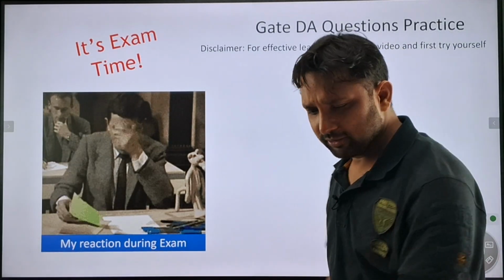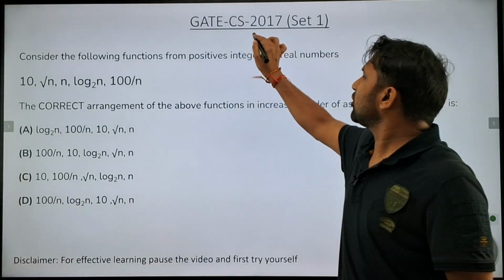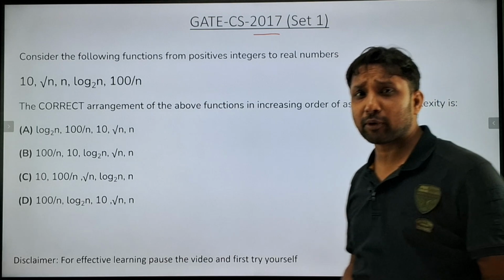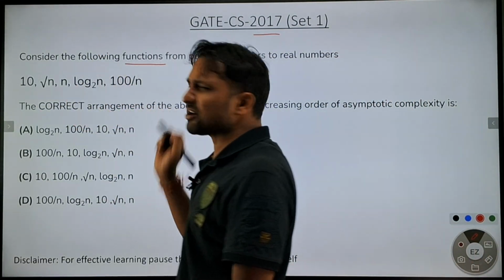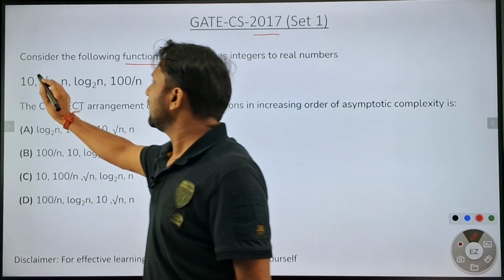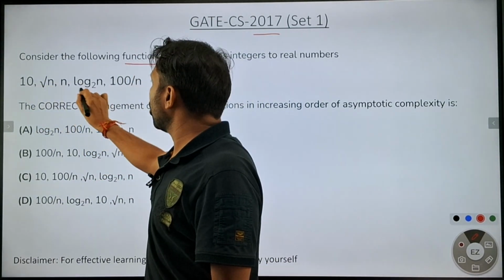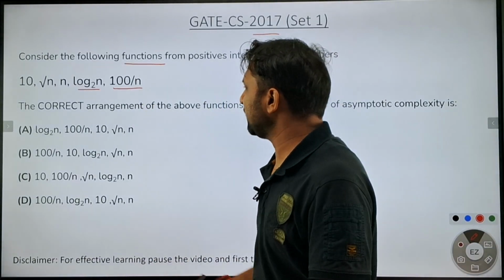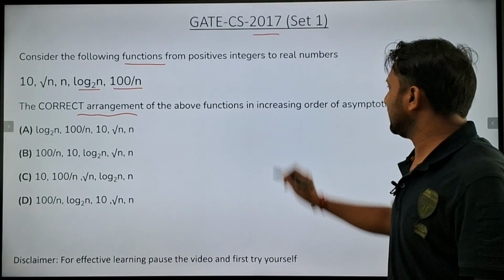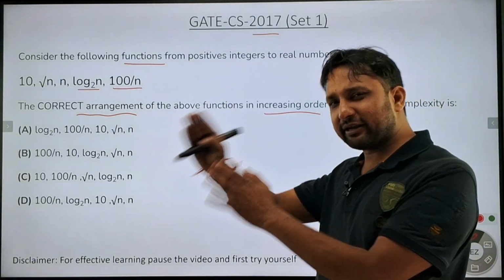Okay, let's move on. So let's start with the first GATE CS 2017 question. Let me read the problem statement. Consider the following functions. Some functions are given to us: 10, which is a constant, root n, log n, and 100 by n. We need to arrange them in increasing order, so first the smaller function, then greater, then greater.